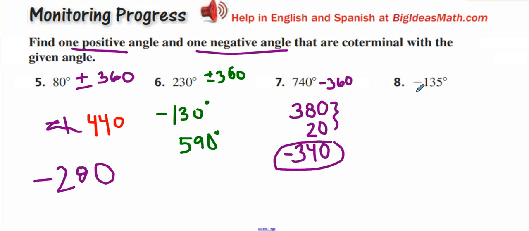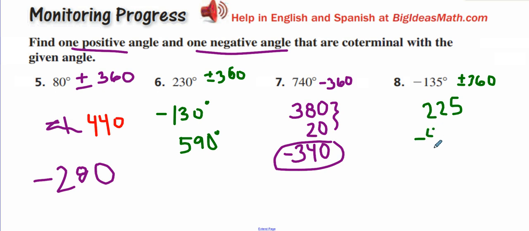All right, negative 135 is between negative 360 and positive 360, so again, we're going to do the same thing. We're going to add and subtract 360. The only time you have to do it more than once is if it's bigger than 360 or smaller than negative 360. So negative 135, we're going to add 360. So one of my angles that's coterminal is 225. And negative 135 minus 360 gives me negative 495.